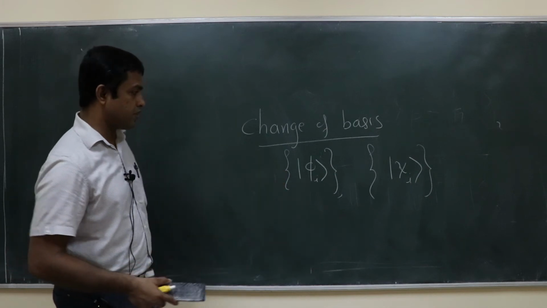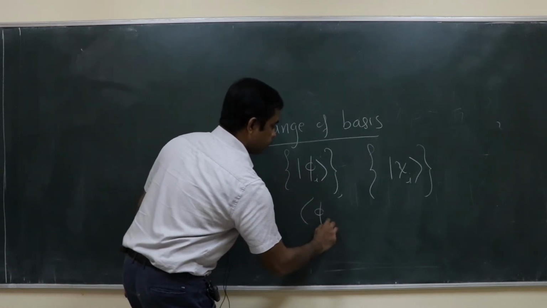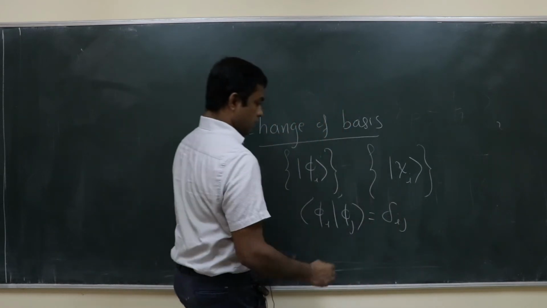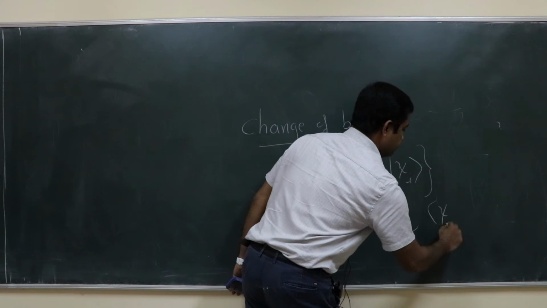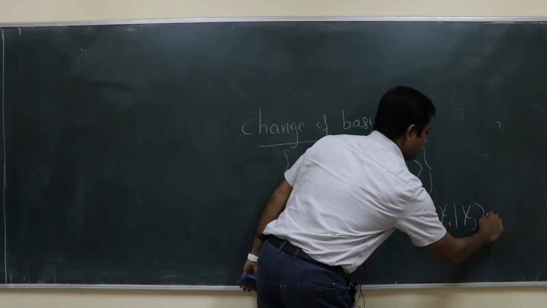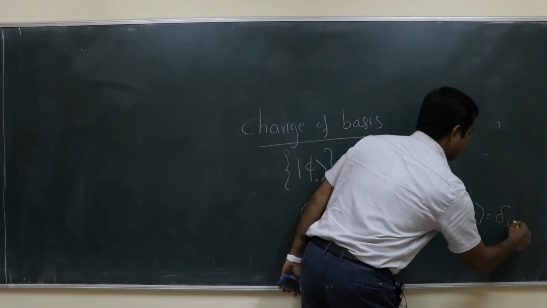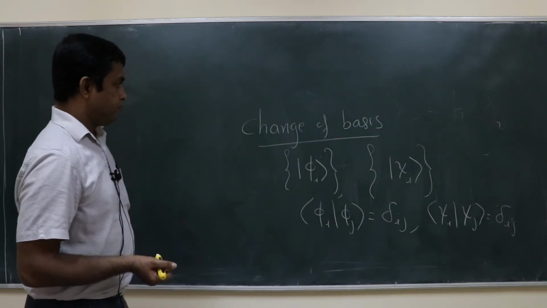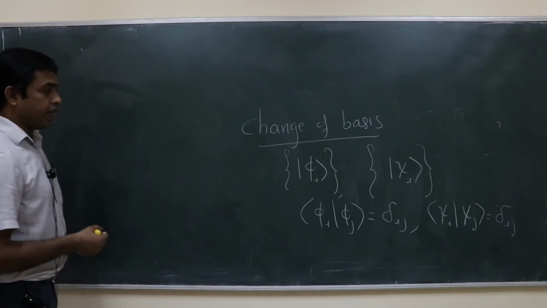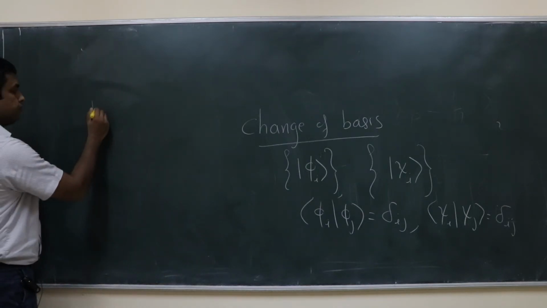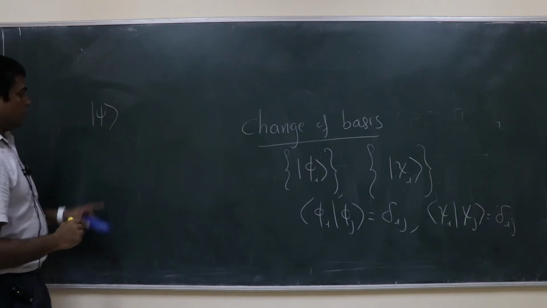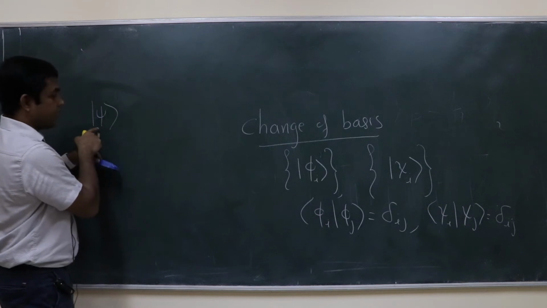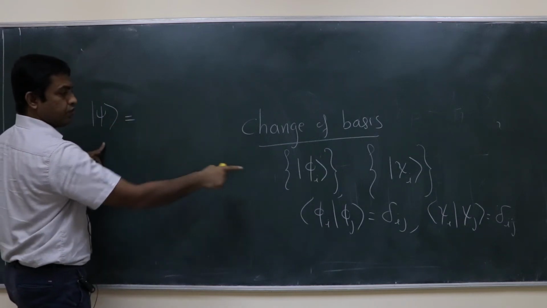So what do you mean by orthonormal basis? Bra phi i ket phi j is equal to delta ij. Also bra chi i ket chi j is equal to delta ij. Okay, they form a complete set. So now you take any general vector psi. Now let me expand this because they are basis vectors. I can expand ket psi in terms of ket phi i.